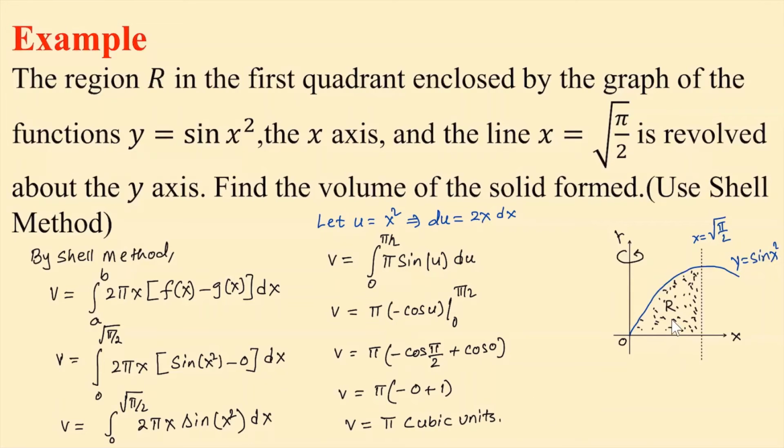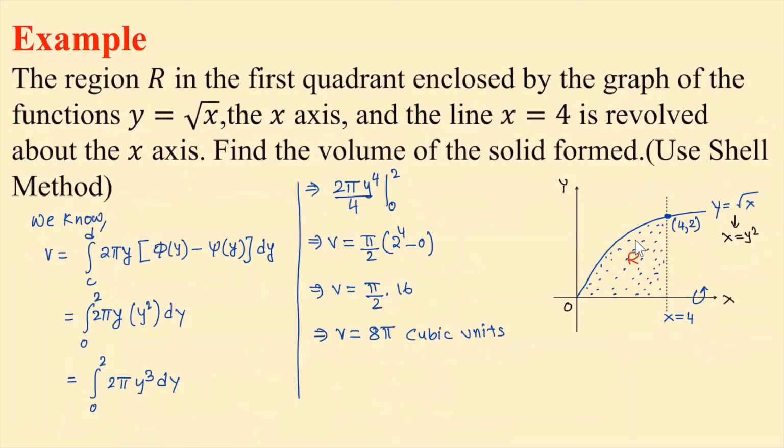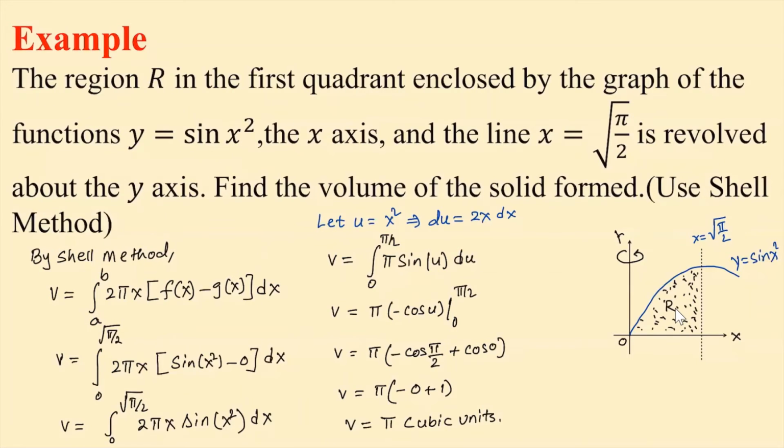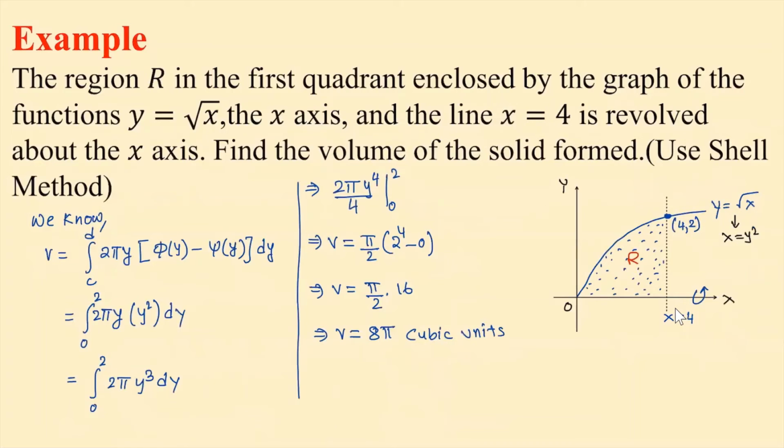In this example, we revolved the region R about the y-axis and used the cell method to find the volume of the solid formed when that region is revolved about the y-axis. We'll look at one more example. Okay, here is the example.